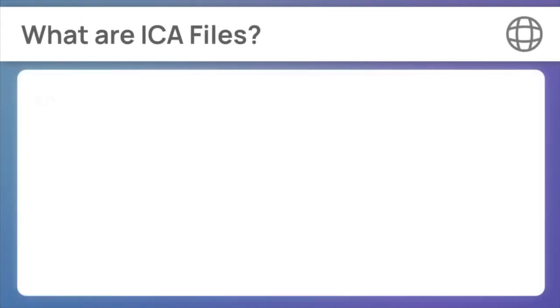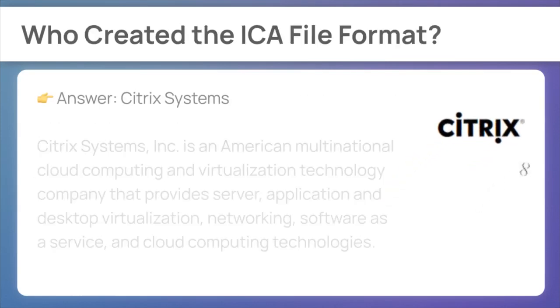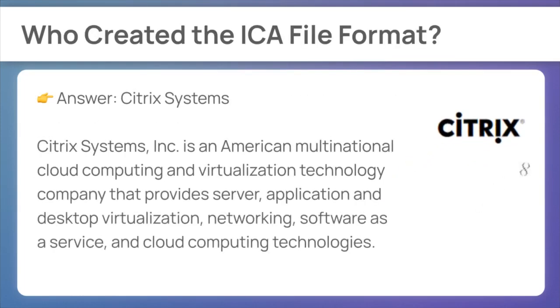An ICA file is a configuration file used by Citrix Workspace, formerly Citrix Receiver, to connect to virtual applications and desktops hosted on Citrix servers. It contains settings such as server address, user credentials, display preferences, and application-specific parameters, enabling seamless access to remote resources.